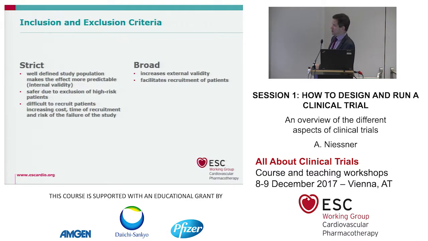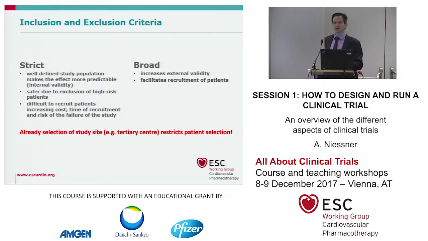But there's a disadvantage, it's very difficult to recruit the patients. It increases the cost, the time of recruitment, the risk of failure of the study. On the other side, if you have very broad inclusion-exclusion criteria, it increases the external validity, so the results are valid for the majority of the general population, and of course it facilitates recruitment of patients. So again, no right, no wrong, but you have to carefully think about each inclusion and exclusion criterion, whether it fits your study.